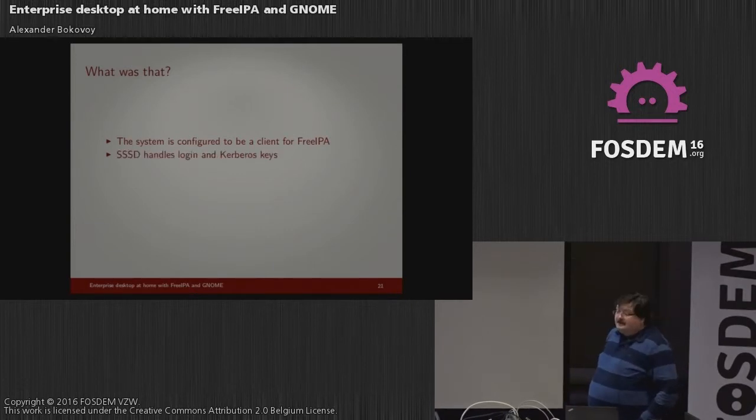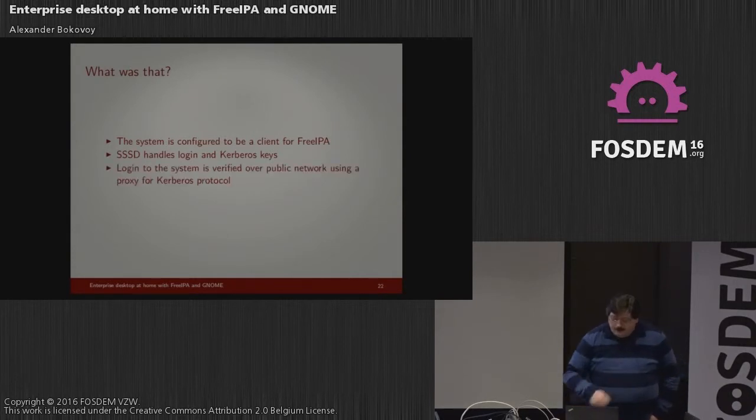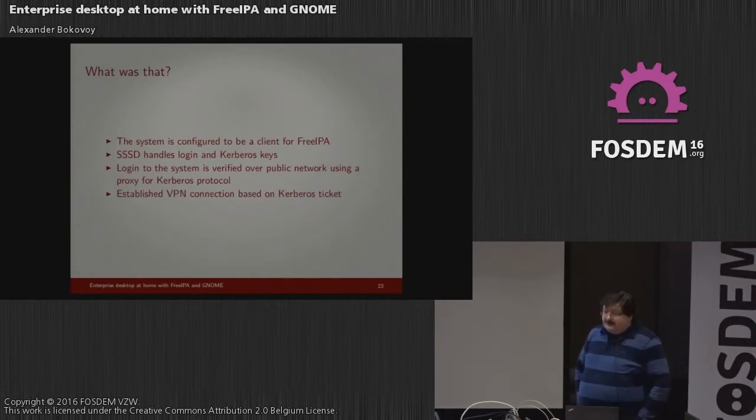Then SSSD, the daemon on this machine that handles logging and keys, actually notices that we are using a proxy for Kerberos, and we are using it over the public internet. Kerberos was actually created to be used over public networks, not secure ones. And then I established a VPN connection based on this Kerberos key. We will go into details of it, but the credentials were entered just once.